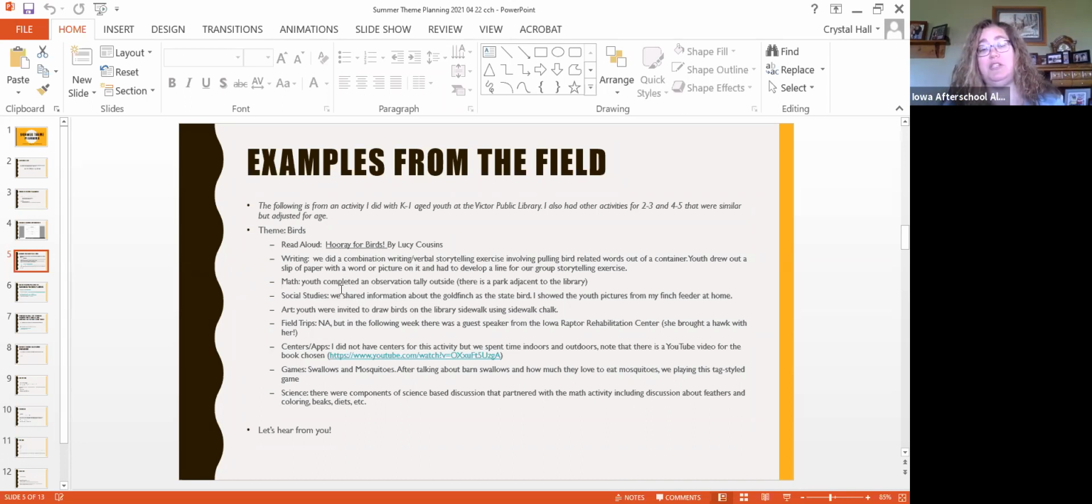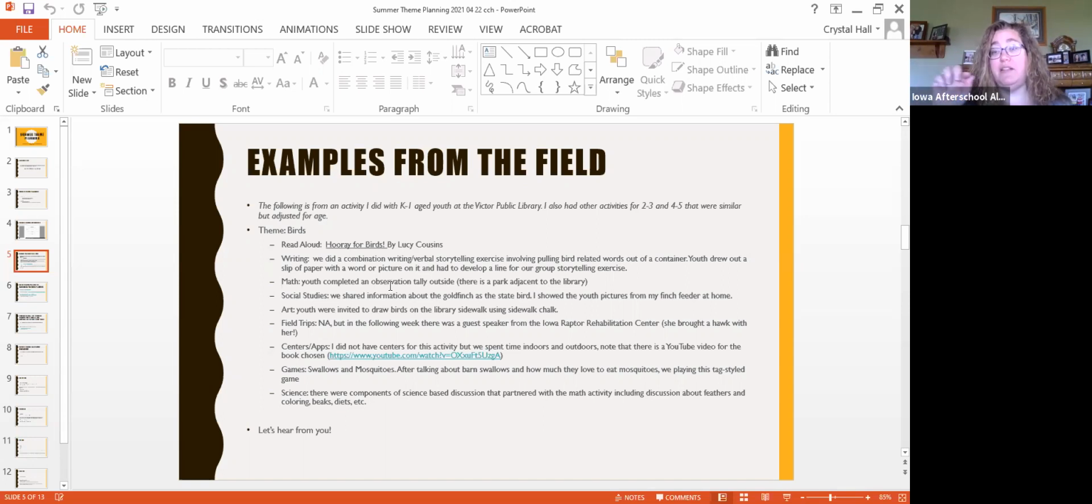For the writing connection around our theme of birds, we did a combination of both large paper writing and verbal storytelling, where we pulled bird-related words out of a container. I had this container pre-made. The youth drew out a slip of paper. It had a word and a picture on it, because this was for kindergarten, first grade. And they had to develop a line of the story to address that particular slip that they brought out.